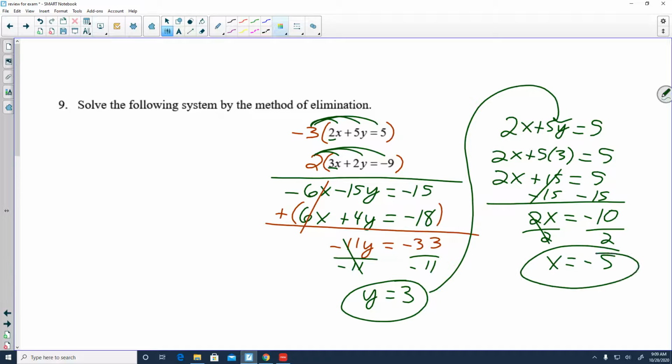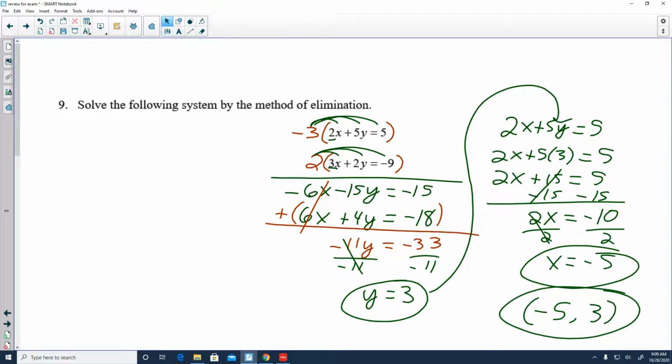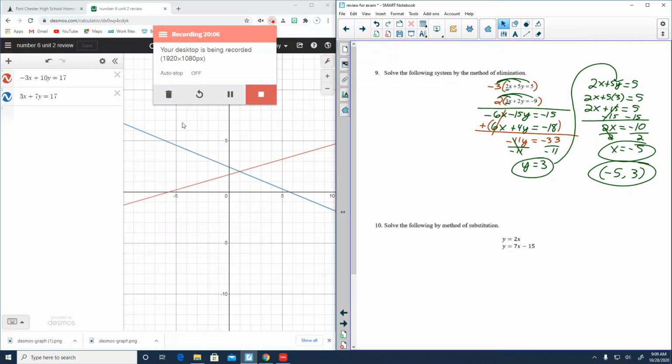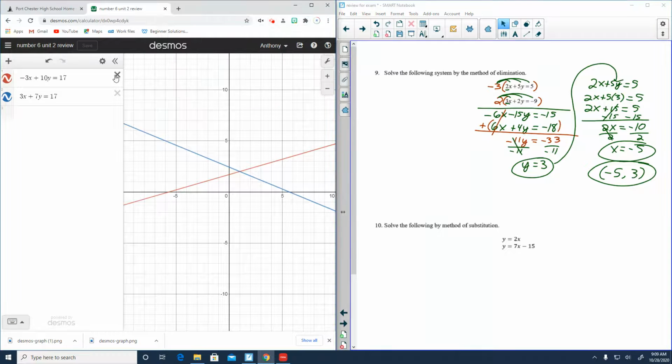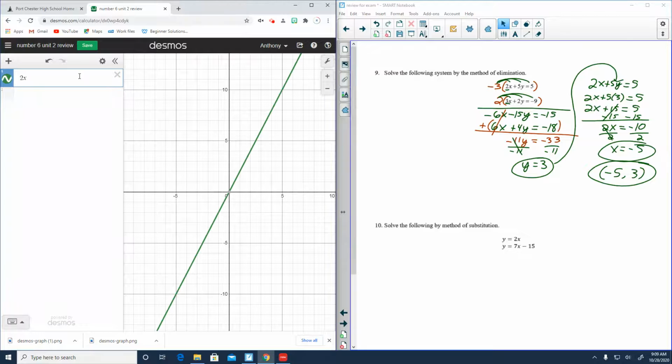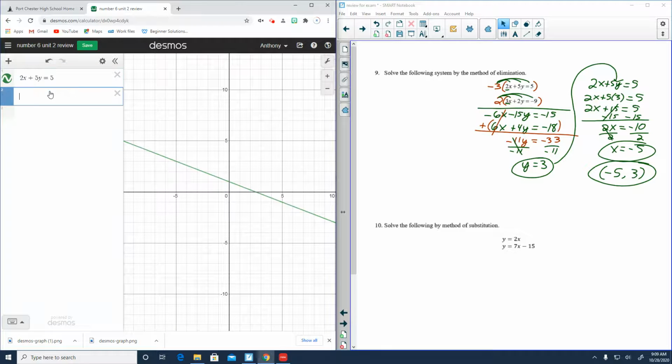So that means if I was to graph these lines, they would intersect at the point negative 5, comma 3. And again, you can check on Desmos. Let's see how we can check on Desmos. On the top, we're going to plug in the original first equation, 2x plus 5y equals 5. And in the bottom, we're going to plug in our original second equation, 3x plus 2y equals negative 9. And look at that, they intersect at the point negative 5, comma 3.